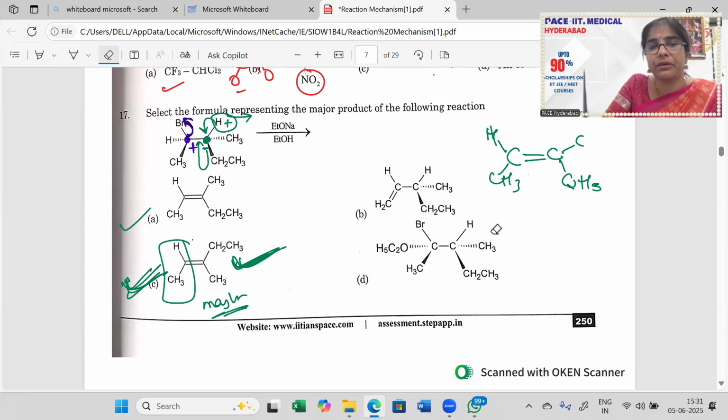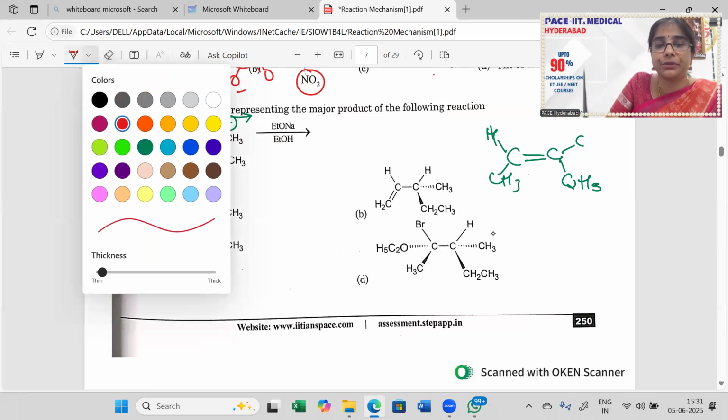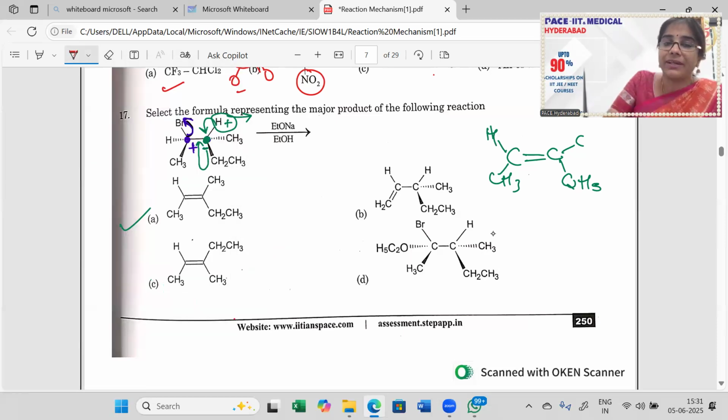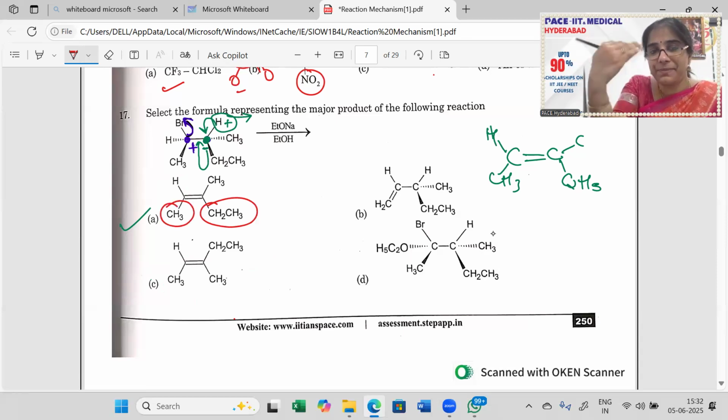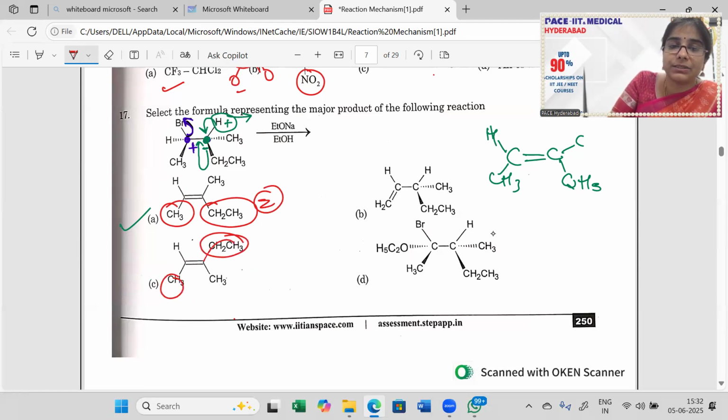Also go by the same thing. You go by your geometric isomers also. As you go by the geometric isomers, what do you get? Where are your bulky groups? You can check out, right? You can see the bulky groups here and here. That will be on the same side, which is cis. The same side is cis. Trans is this one. So trans would be more stable, right? So option C is the more stable structure.